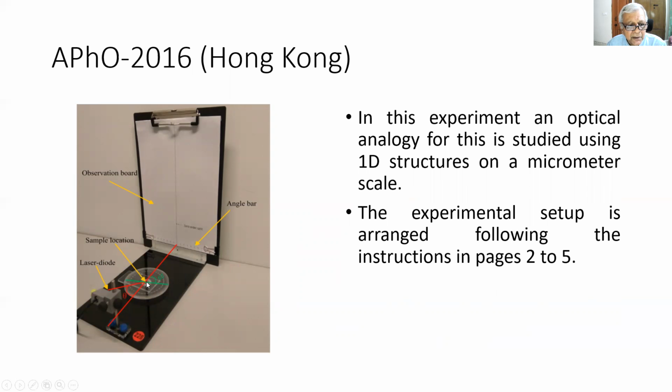There is a place where the sample is to be placed, and a laser diode here, which is tilted at an angle theta, making sure that the light always falls on the center of the sample. And phi is the angle that the grating elements, grating scratches for example, make with the z-axis. This is the z-axis.